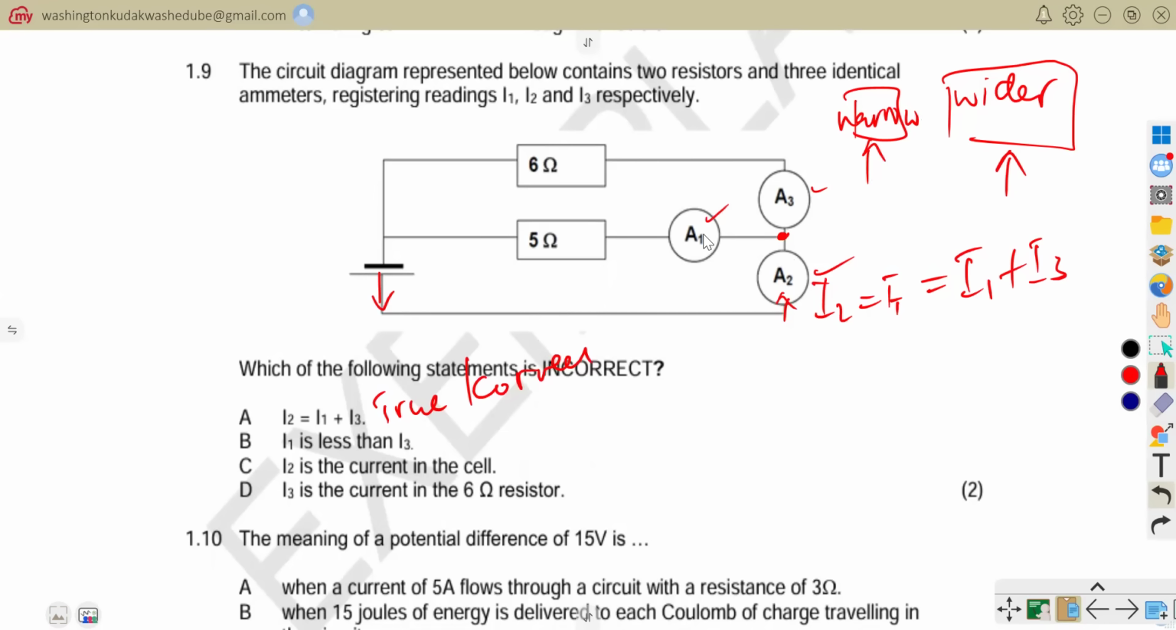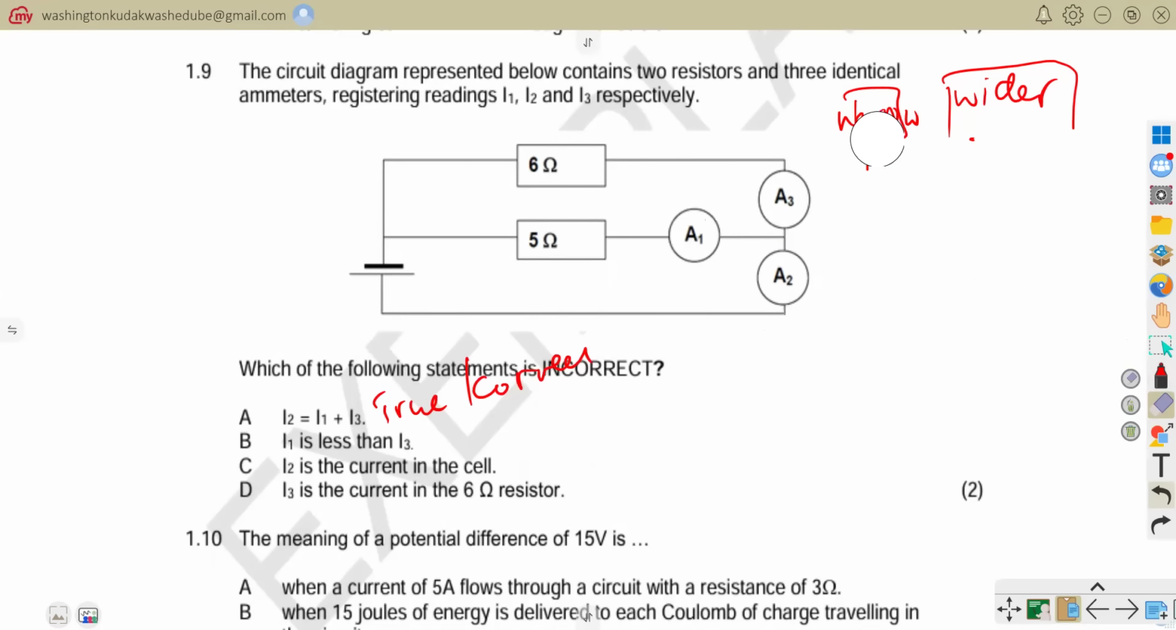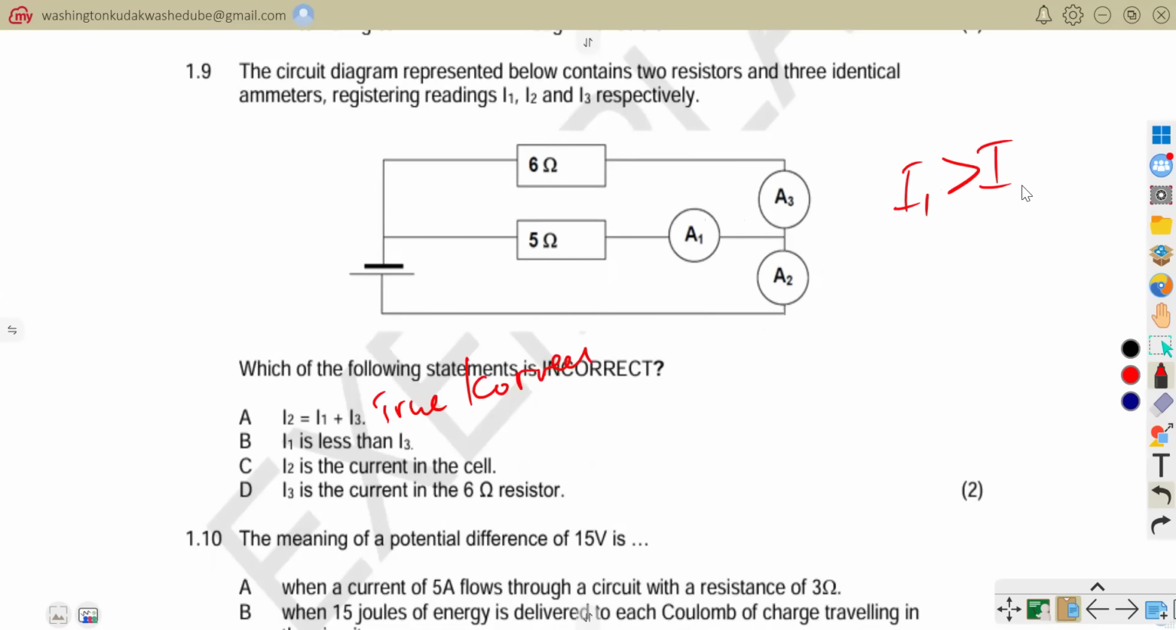So we are saying that current usually chooses the easiest path to follow. The easiest path to follow is the one that has lesser resistance. So we are going to say I1 will be greater than I3, because resistor 1 is smaller than resistor 3. So this is actually incorrect.